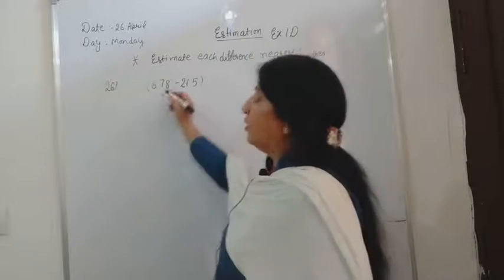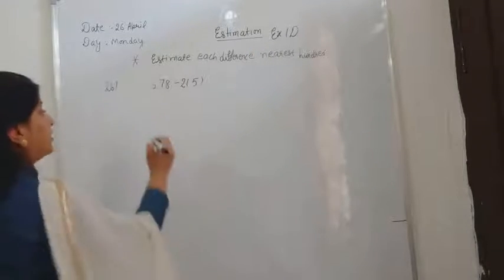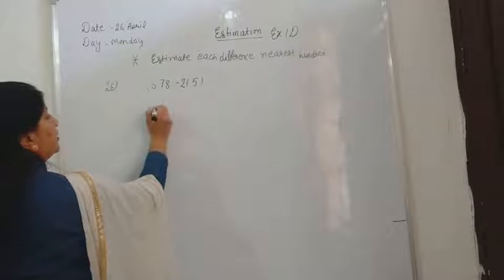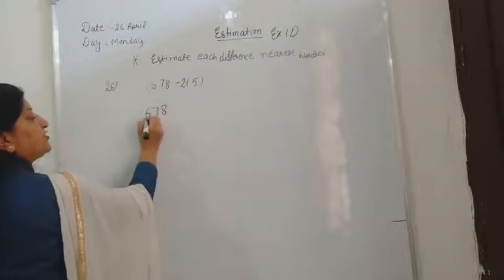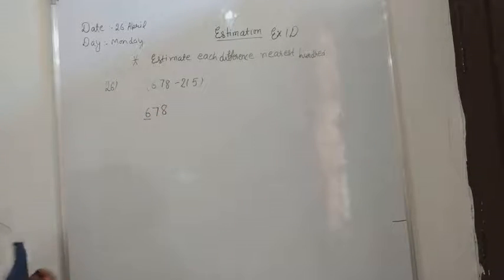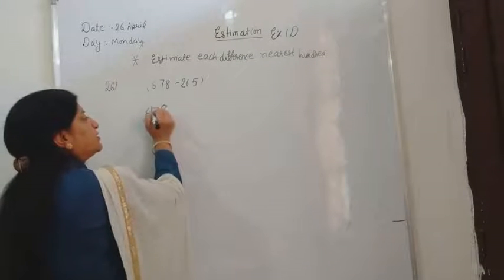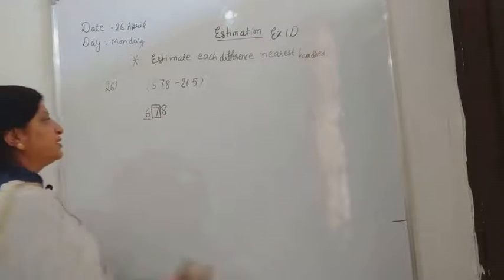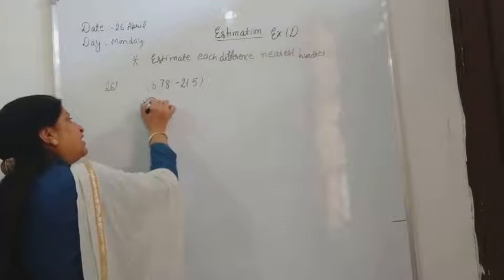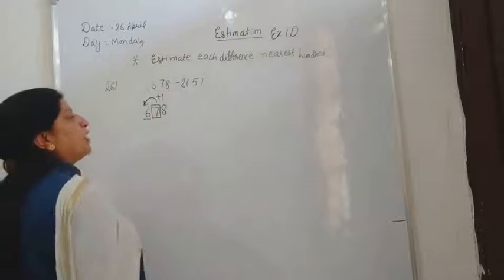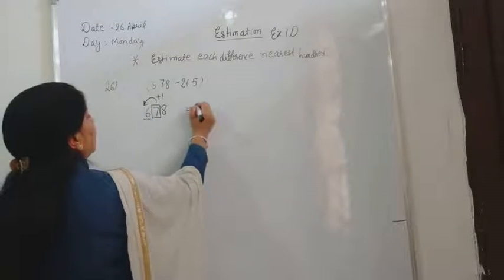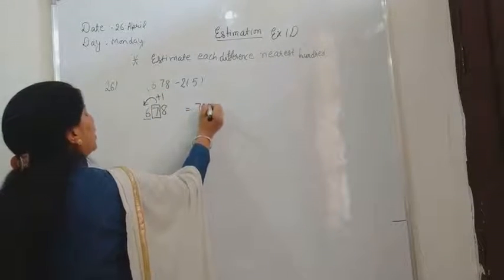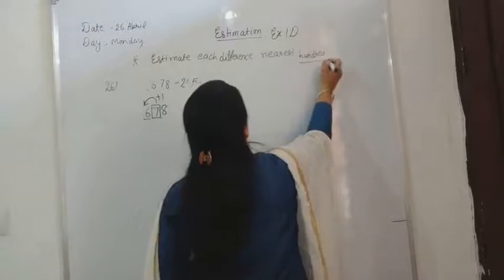First of all, we write 678. Now we see that at the 100 place your number is 6. So we underline this and make a box at the place of tens. We see that 7 is greater than 5. So we add 1 to the number and our number becomes 700, because we replace the ones and tens place by 0.